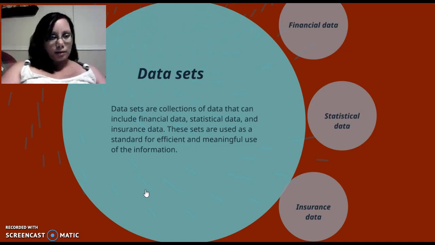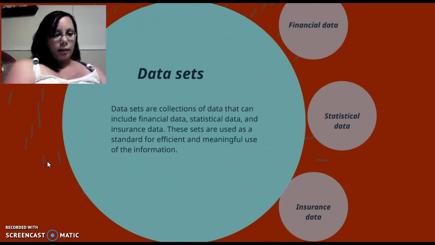gathered for specific reasons. We use these data sets to actually ensure that our patients are getting quality care when they come into the hospital. They gather this data to ensure that we're getting the proper equipment, to make sure that we're getting the right staffing and all that kind of stuff. So that's really important.